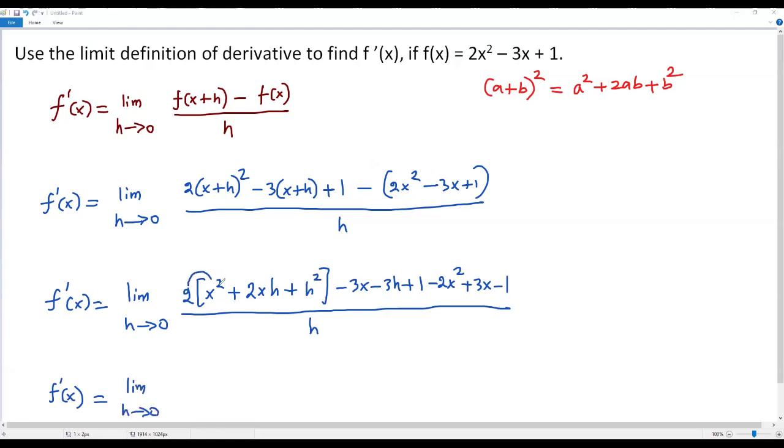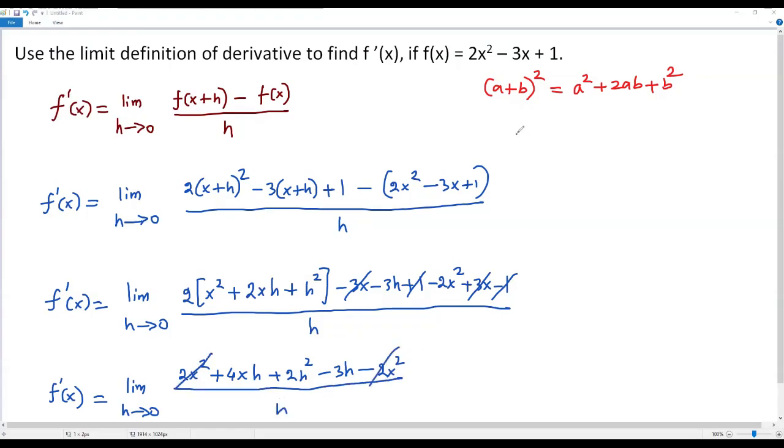Now I can distribute this 2 to x square and 2 to 2xh and 2 to this h square. But before that, we can simplify. Negative 3x positive 3x will cancel out, and positive 1 negative 1 will cancel out. Okay, now let's distribute this 2 to the stuff over here. So I'm getting 2x square positive 4xh positive 2h square negative 3h negative 2x square. Everything is divided by h. So here positive 2x square and negative 2x square will cancel out.